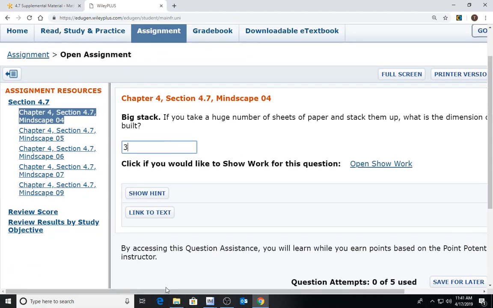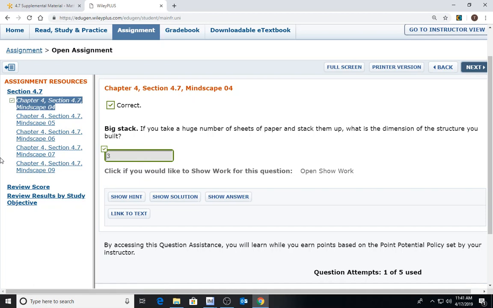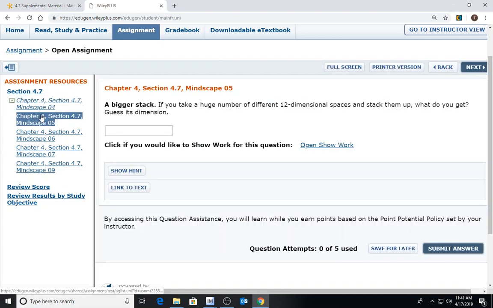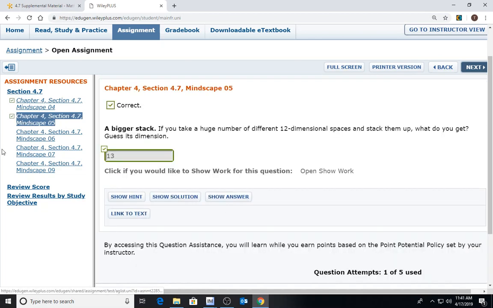Let me make this smaller so it all fits there. Oh, okay, so just right there. What was the next one? The one right after. You take a huge stack of different 12-dimensional spaces and stack them up. We're going to get a 13-dimensional space. So we're just following the pattern. A stack of 2D makes a 3D, a stack of 12D makes a 13D. And then did you say the last one? Yeah.